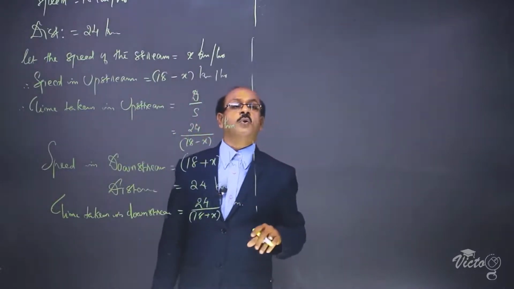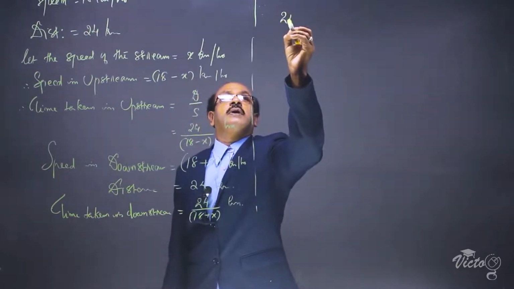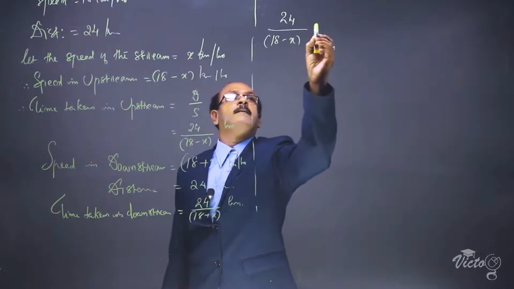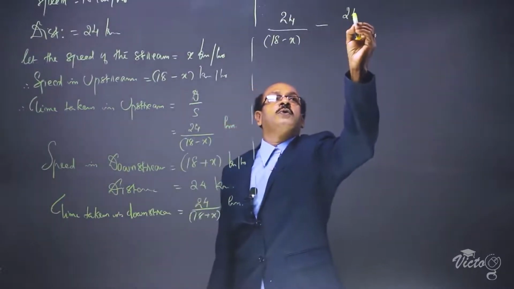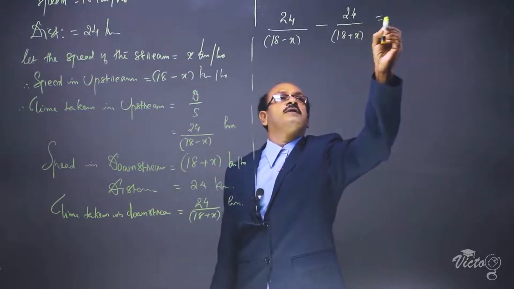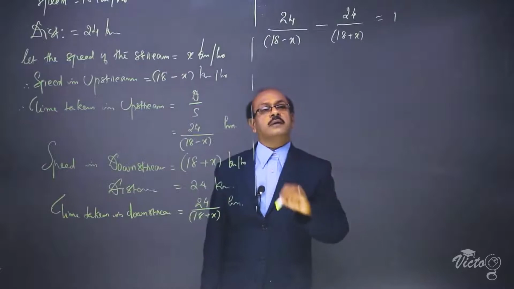That we can write as 24 divided by 18 minus x, minus 24 divided by 18 plus x. This difference is equal to 1 itself. Now we are taking the LCM and hence cross multiplying.